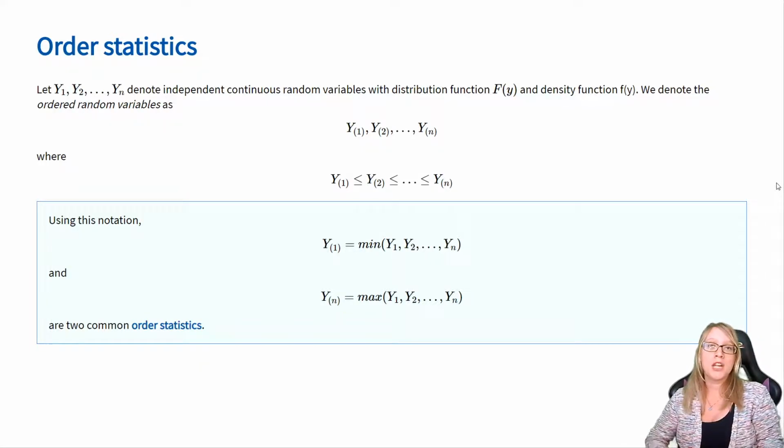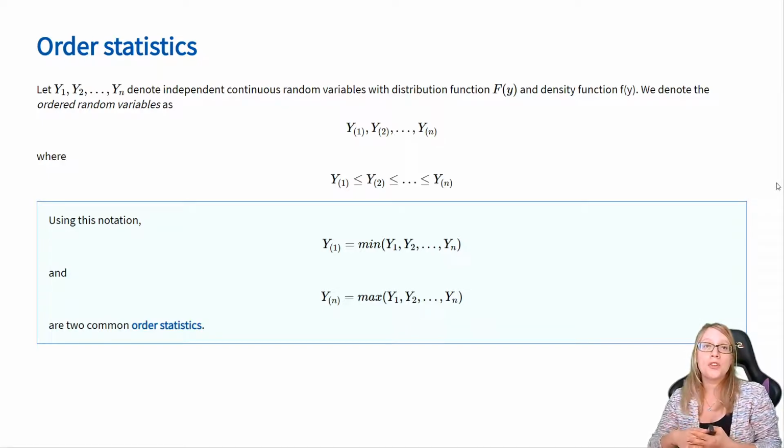So starting with a bit of notation, let y1 through yn be independent continuous random variables with CDF capital F of y and PDF little f of y. The ordered random variables will be denoted a little bit differently. Down in the subscript, as you can see, they'll have a parentheses. So y sub parentheses 1 is the minimum, y sub parentheses n is the maximum. Within that, we could actually observe any of these possible order statistics. We could look at the distribution of the second smallest observation, etc.